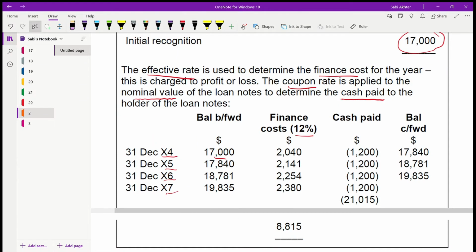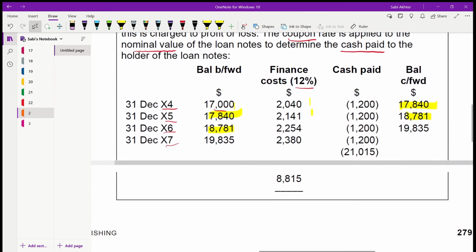Only your finance cost will change because that is 12% interest on the balance brought forward. So the balance brought forward changes every year. This changes. So then this opening becomes this closing again. Take 12% and then minus 1,200. Then this closing balance becomes the opening balance of this. Right? It keeps on repeating. So same as how you have done for this one.